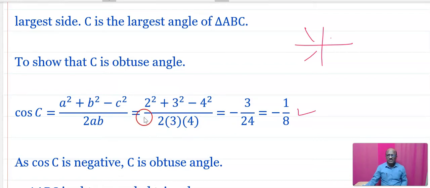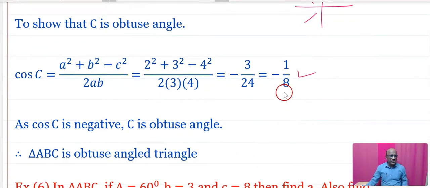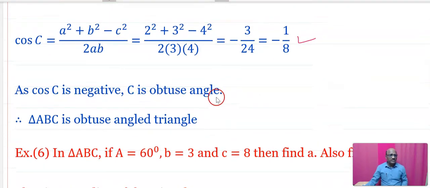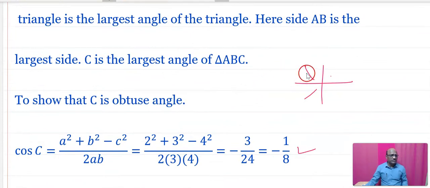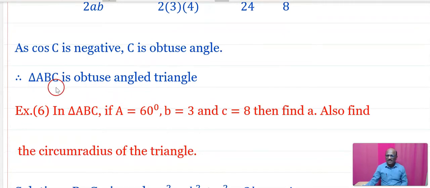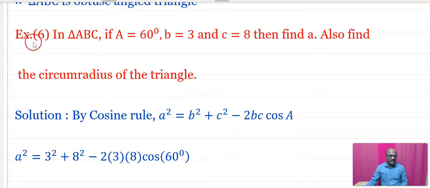If you simplify this, you will get 4 plus 9 minus 16, and hence you will get minus 3 upon 24, which is equal to minus 1 upon 8. As cos C is negative, it means C is an obtuse angle. Cosine is negative in the second and third quadrants, and positive in the first and fourth quadrants. Therefore angle C is the obtuse angle, and hence the triangle ABC is an obtuse angle triangle.